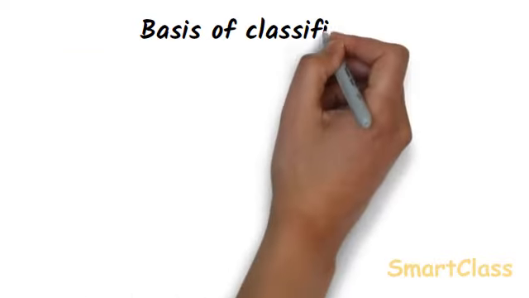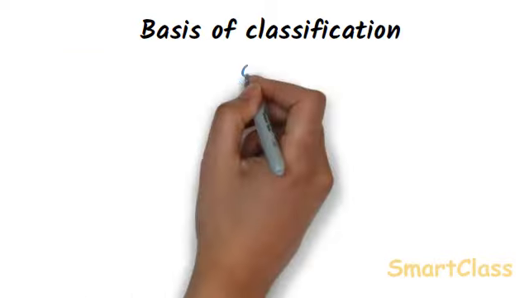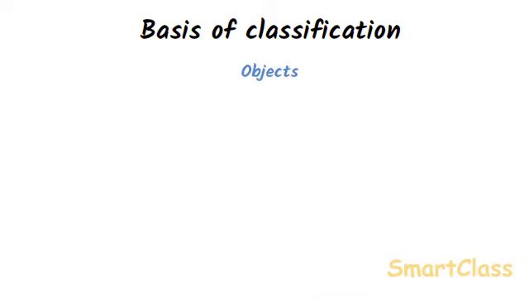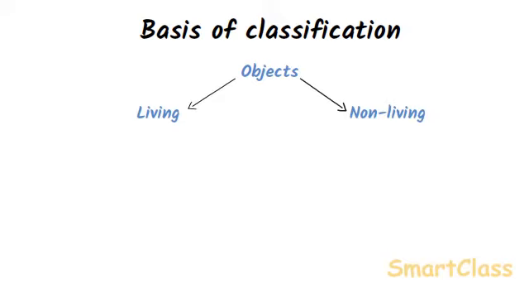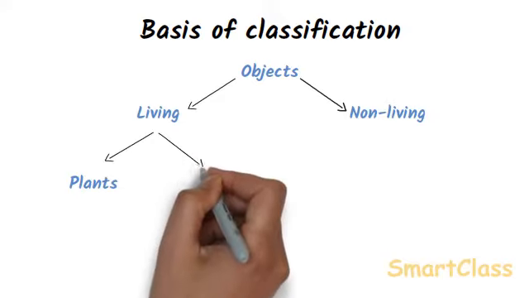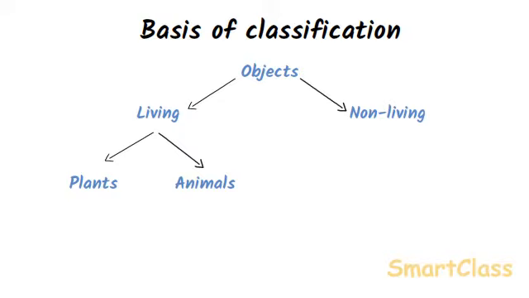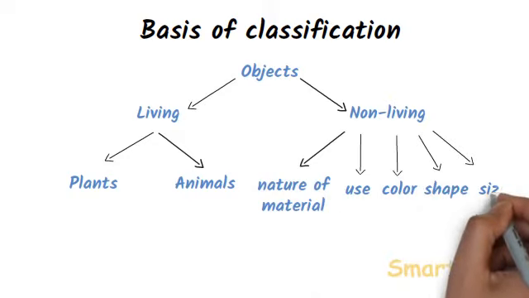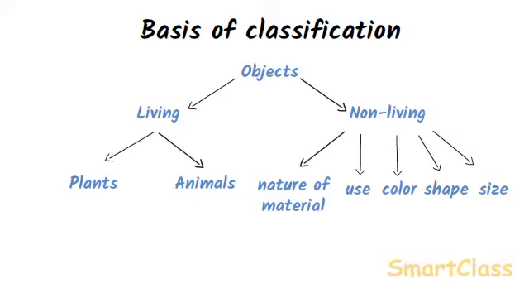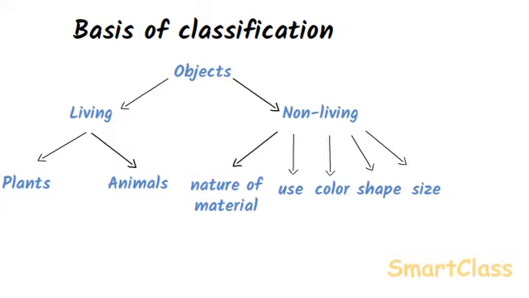Basis of classification. The various objects can be classified or grouped as follows. Living and non-living objects. Living objects can be further grouped into plants and animals. Non-living objects can be classified into many groups on the basis of the nature of their material, use, color, shape, size, etc. The classification of objects can be done only when the objects have some similarities and dissimilarities.